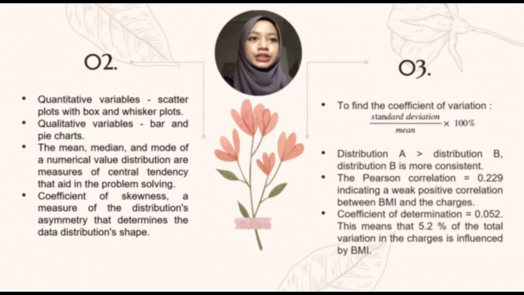The Pearson correlation is 0.229. This means that there is a weak positive correlation between BMI and charges of the insurance expenses, and the coefficient of determination from the SPSS output is 0.052. This means that 5.2% of the total variation in charges of insurance expenses is influenced by BMI.